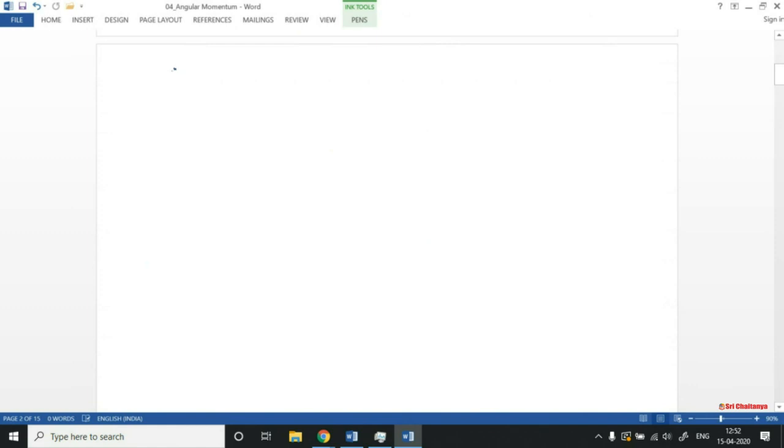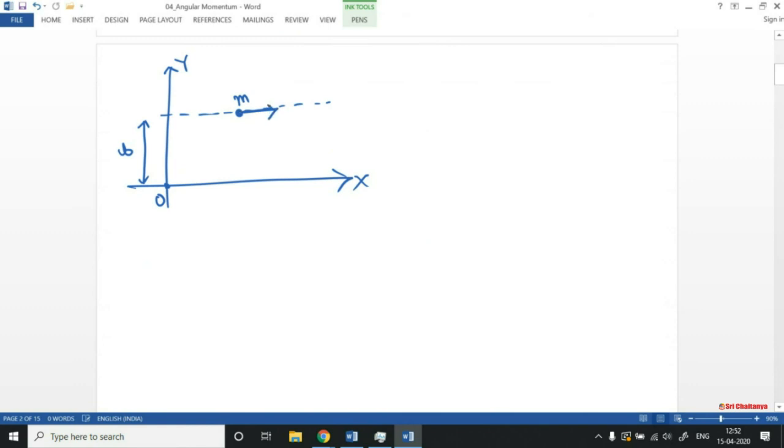So let's take this very simple example. Let's say this is the x-axis and this is the y-axis and this is the origin, and this is some line parallel to the x-axis, and its distance from the x-axis is b, and some particle of mass m is moving along this line with velocity v naught. So we wish to find out the angular momentum of this particle about the origin. This definitely is the instantaneous position vector of this particle with respect to the origin. So this angle you can say is equal to theta over here.